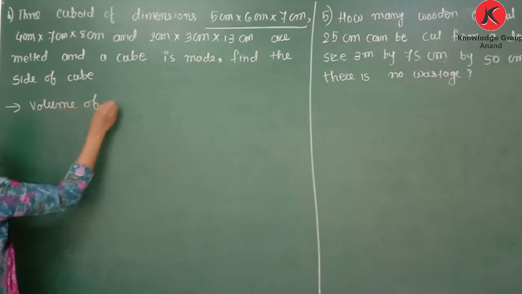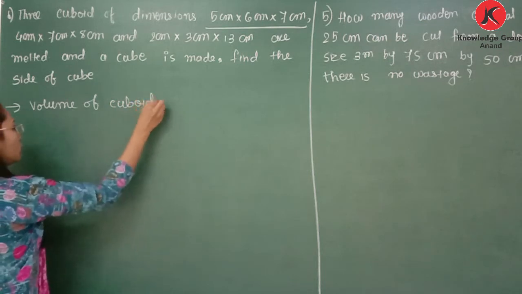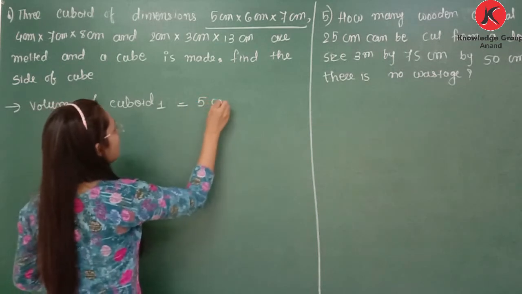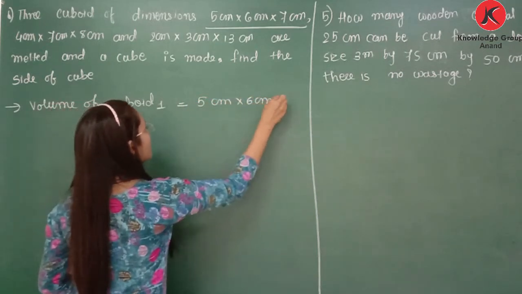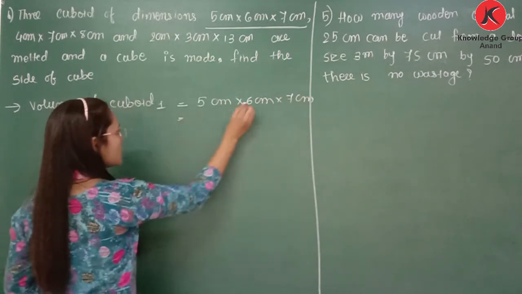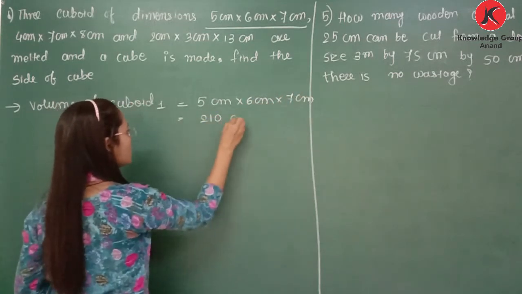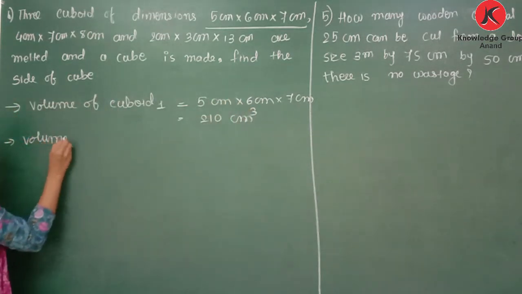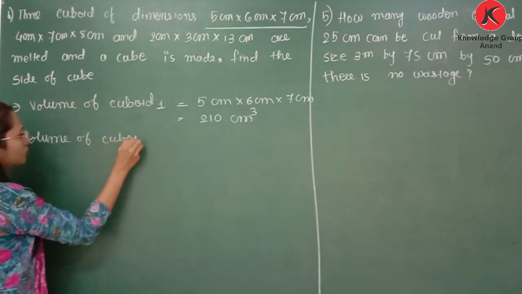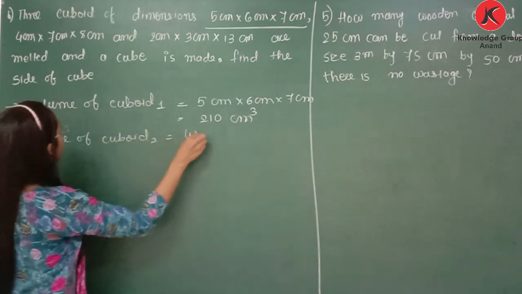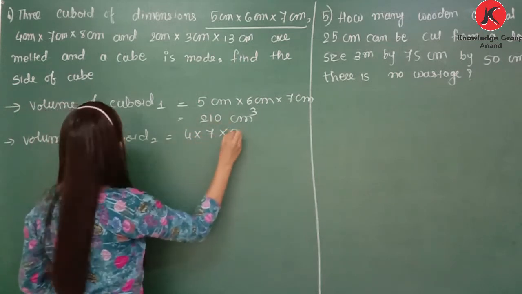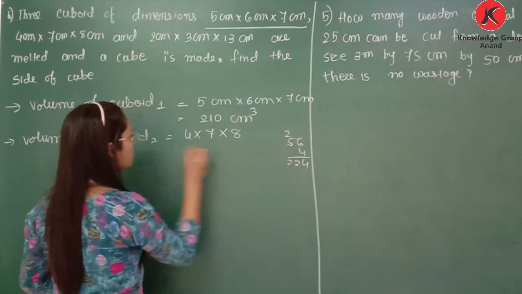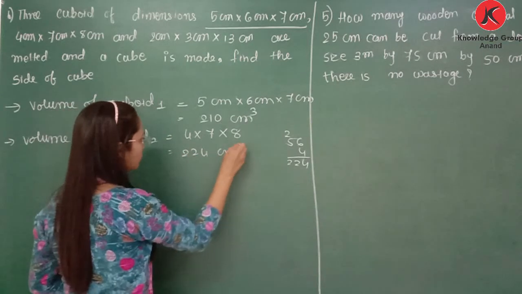Volume of cuboid 1. So that is 5 cm multiply 6 cm multiply 7 cm. So that is 6 5s are 30, 210 cm cube. Now volume of cuboid 2, that is 4 cm, 7 cm and 8 cm. So this 56 multiply 4. So it is 224 cm cube.